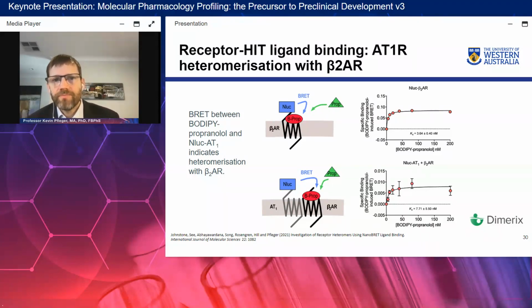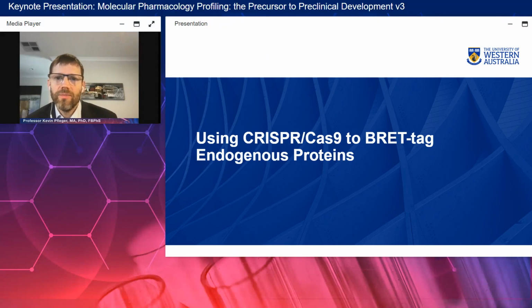And that's because when you have energy transfer, it is highly distance dependent. So it's inversely distance dependent to the 6th power. So that energy transfer across the complex results in a much lower signal.